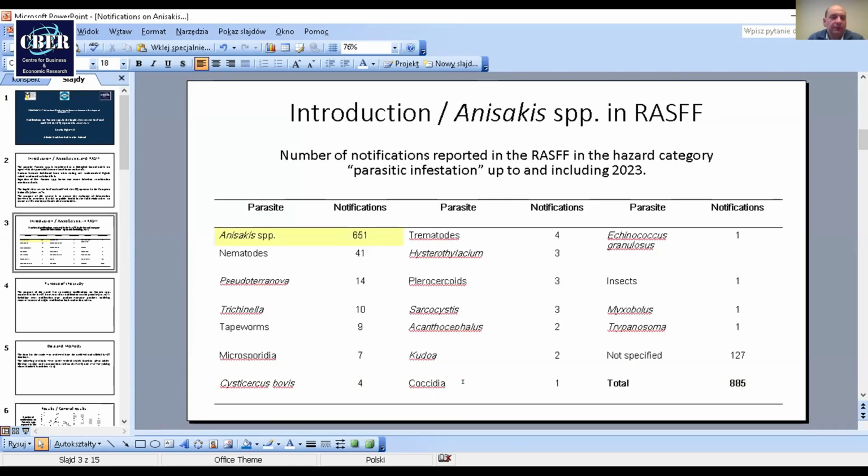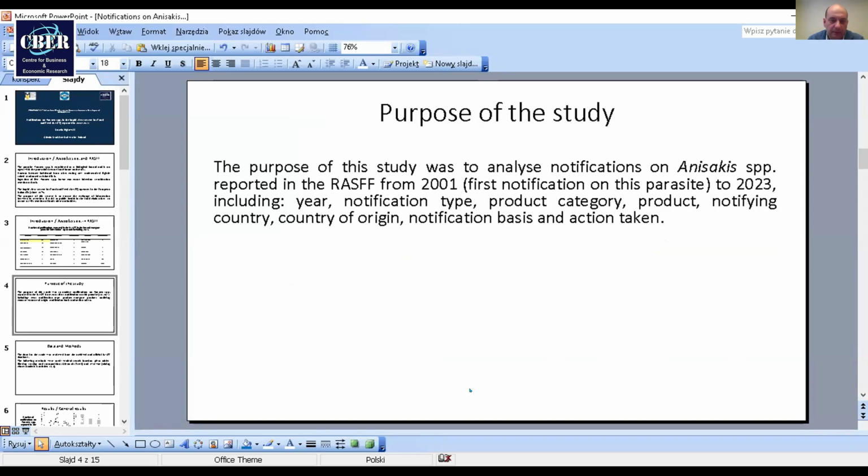And we have the hazard category parasitic infestation, and in this category, in this system, notifications concerning Anisakis are most often reported, as we can see in the first place in this table, within all the time of this category existing in the system.